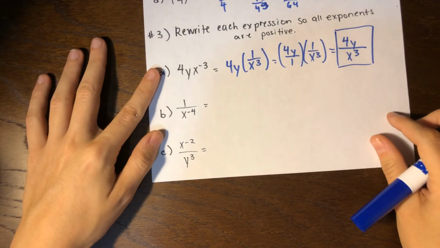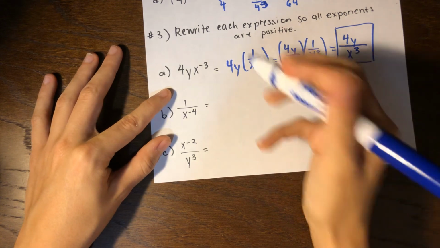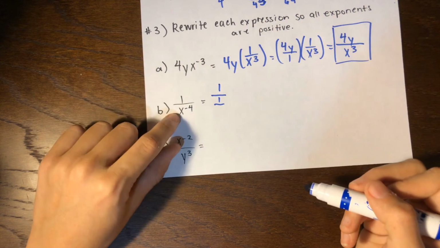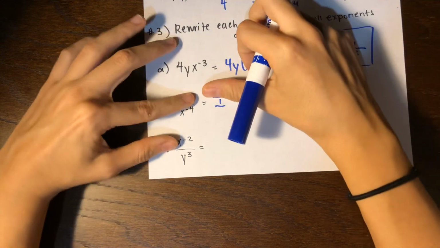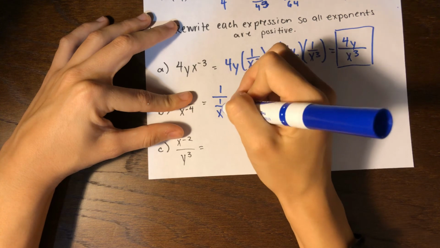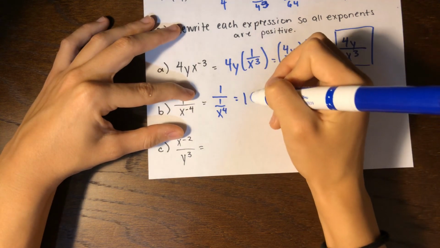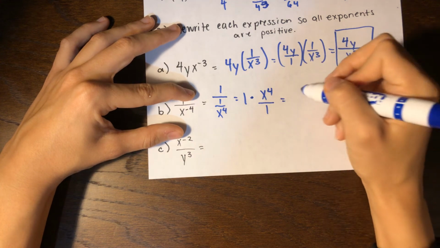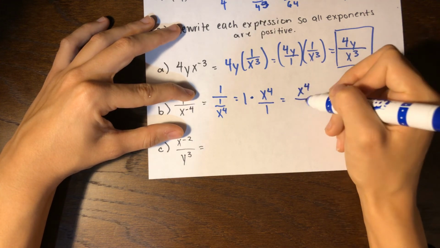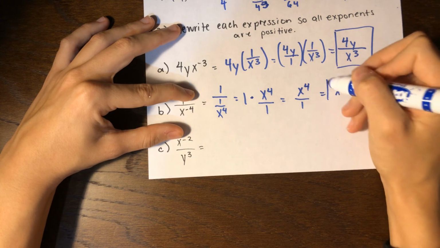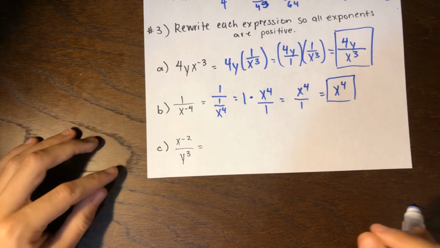Okay, this next one. We know that we're going to change 1 over 1. We keep the 1. X to the -4th becomes 1 over x to the 4th. Keep, change, flip. Multiply straight across, we have x to the 4th over 1, which is just x to the 4th. Positive, so that's our answer.